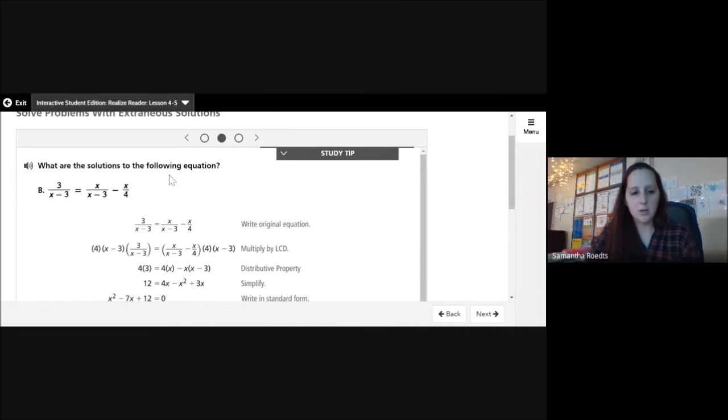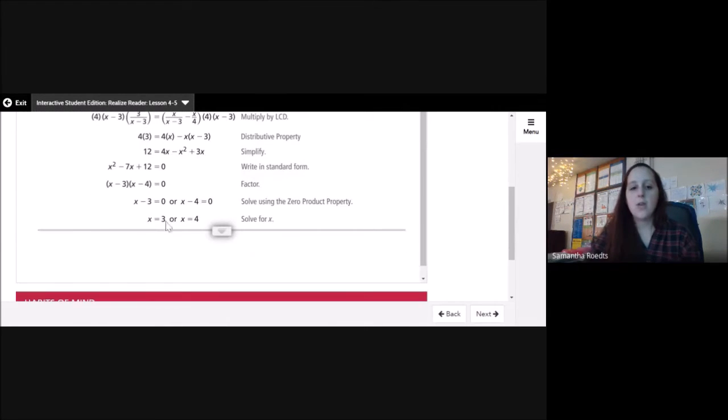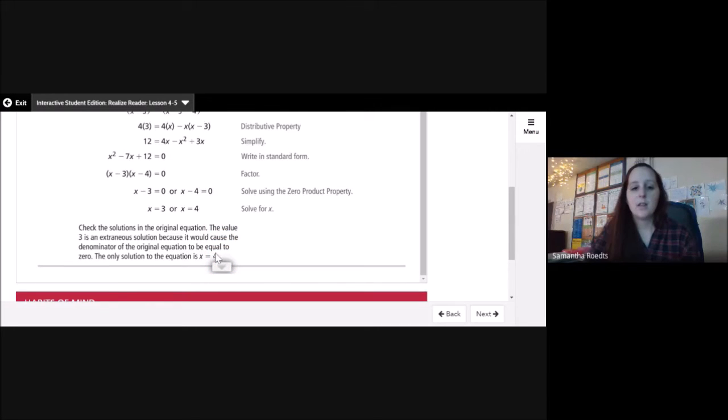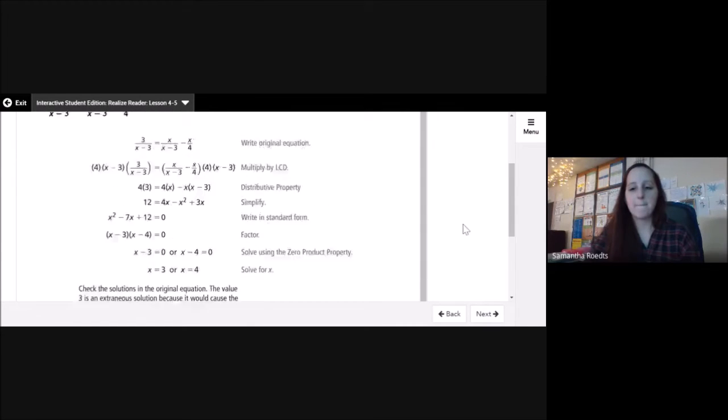Well, we already know 3 won't work because that would make this 0. Okay, we can double check for 4. So 3 we know won't work because it'll make it 0, but 4 would work and it will give us a solution. So the only solution to the equation is x equals 4.